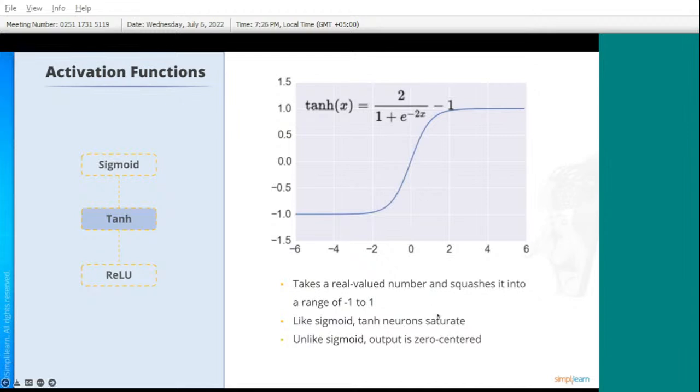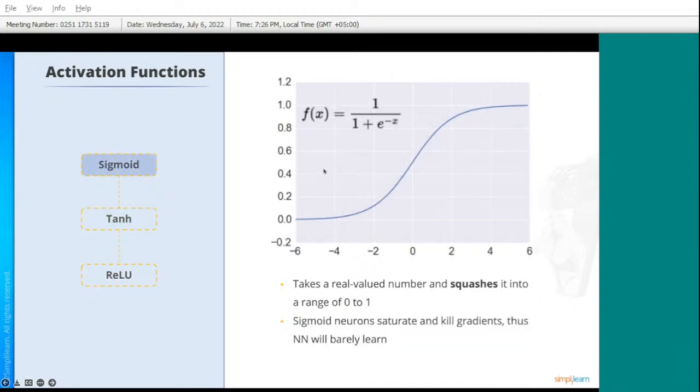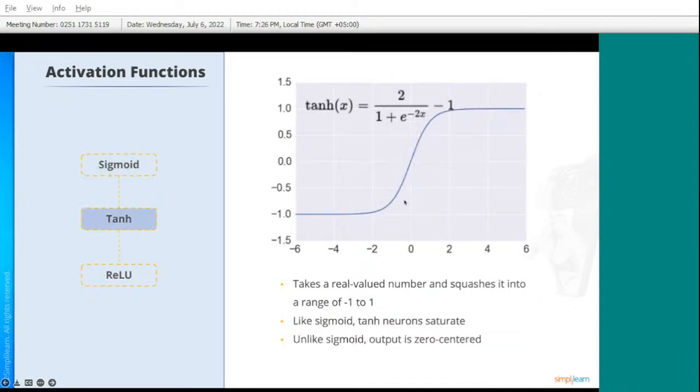Tanh, unlike sigmoid, also saturates, but it is a real value between minus 1 and plus 1. You see that it is actually zero-centered. Sigmoid is actually not zero-centered. Zero-centered means the center of this curve is actually 0, and the rest is minus 1 to plus 1.